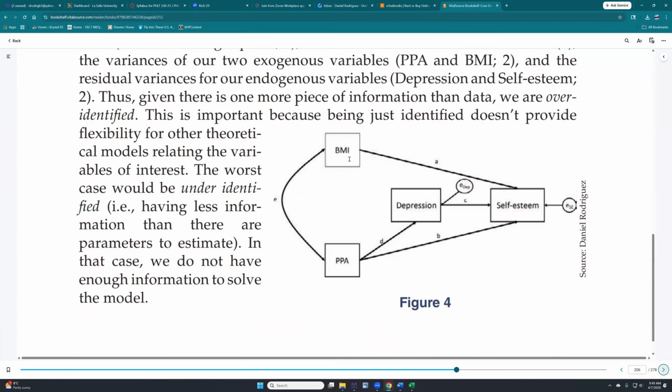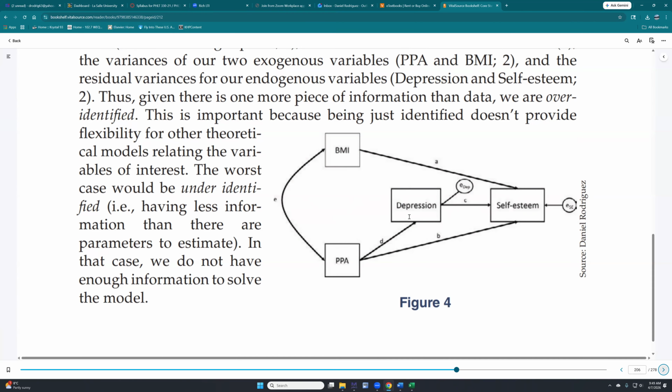And let's look at this model for a second. We have BMI, body mass index, and perceived physical appearance. They are assumed to, or hypothesized to predict one's self-esteem directly. See, A and B are direct paths, and indirectly through depression. Okay, so that's what we're looking at.